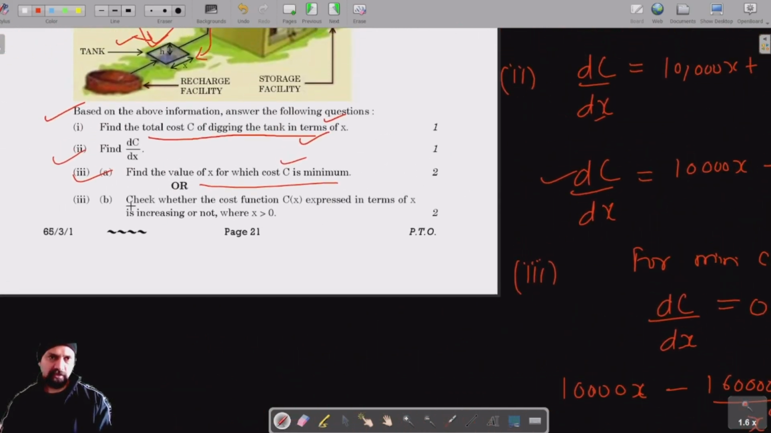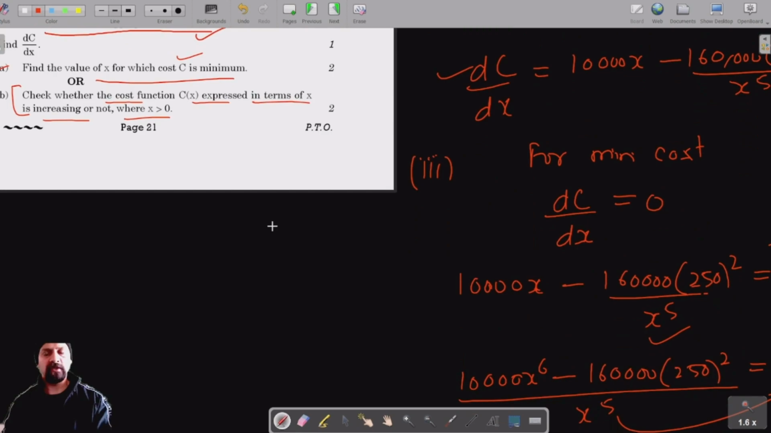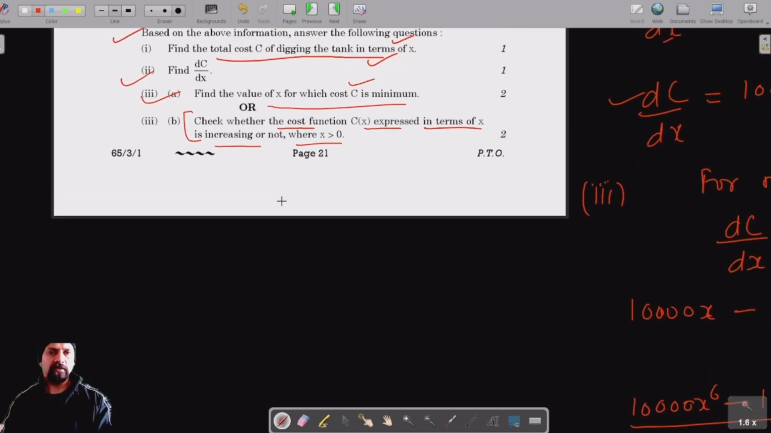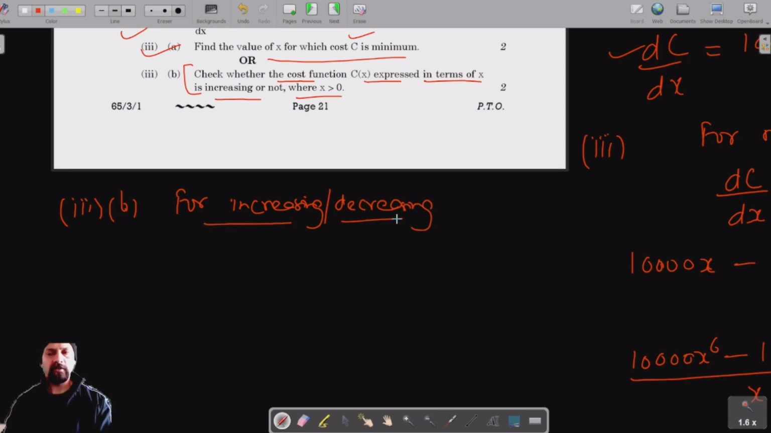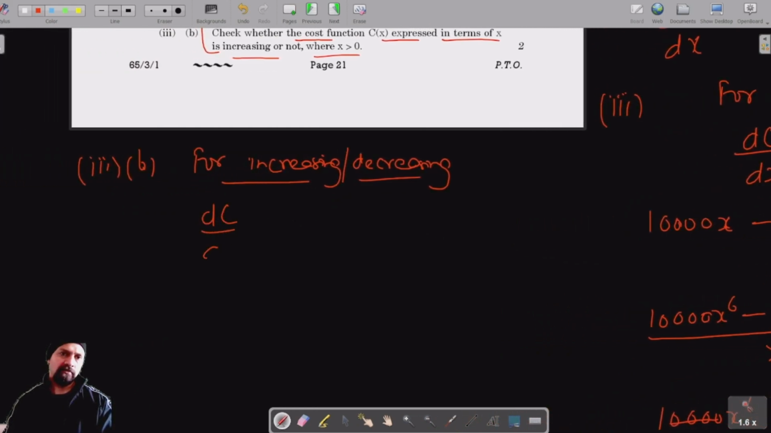Okay, now let's solve part B as well. We have to check whether the cost function expressed in terms of x is increasing or not, where x is greater than 0. So this is part 3, which is part B. So for an increasing or decreasing function, f dash x should be greater than or equal to 0. And for this, we have to find the value of x. So let's find out the value of x.